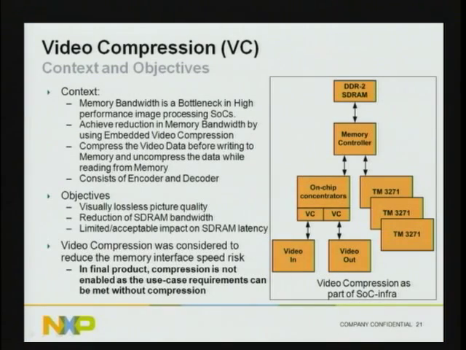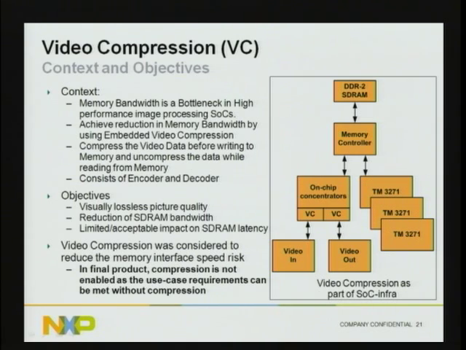Okay, so let me briefly say something about video compression. When we were making this product, we were targeting a DDR2-667 32-bit interface. And at that moment in time, the CMOS 90 LP process that we were targeting gave us some risk of actually achieving that speed. So we have looked at all kinds of alternatives for reducing that design risk, like going to another memory interface, going to a wider memory interface, licensing a memory controller and PHY technologies to enable higher speeds.